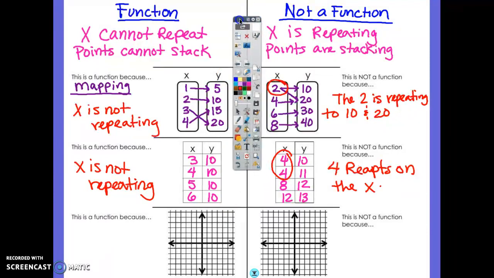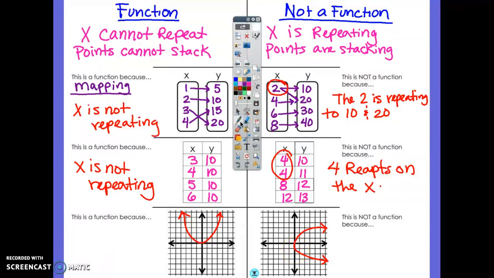Now, I'm going to draw you two graphs, and you're going to tell me why one is a function and why the other one is not a function. So here goes one. Okay? And here goes the other one. I'm going to give you just a few minutes. Pause the video, write down why this is a function, why this is not a function, and then we're going to check to see if you're correct.